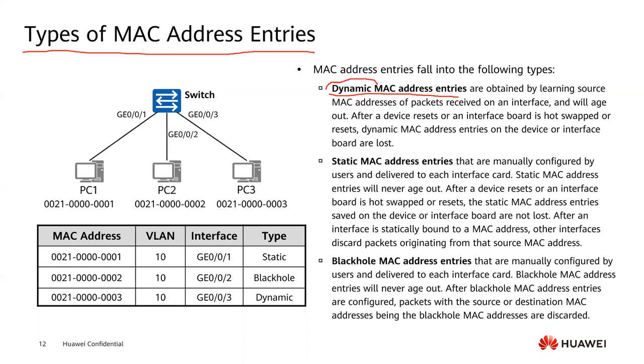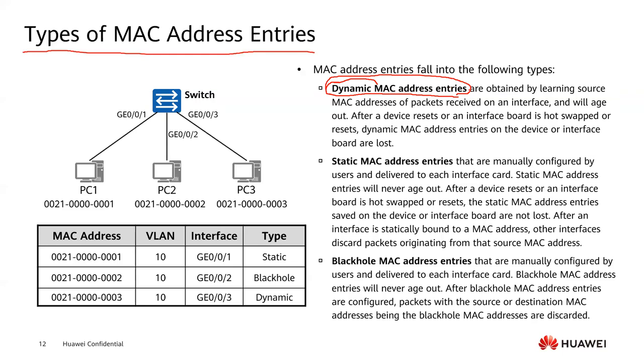It is obtained by learning the source MAC address of packets received on the interface. That is the most commonly seen. But what will happen if you just reset or reboot the device? The MAC addresses will be lost, and you need to learn them again.